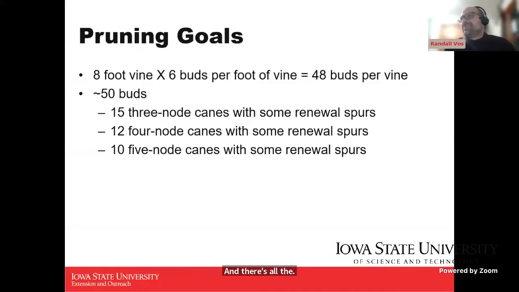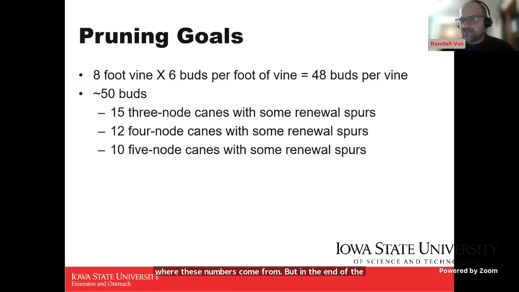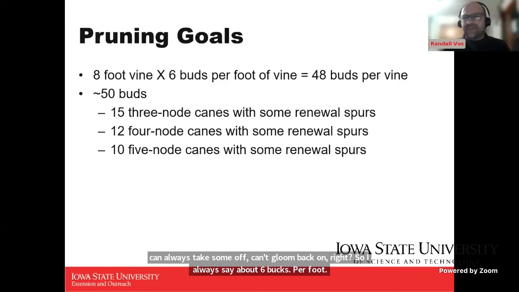So I'm going to throw out some numbers here, and you don't have to count every plant. I'm just trying to give you a background of where these numbers come from. But in the end of the year, in the growing season, we want about 4 to 6 buds per foot of plant. And I just always err on the high side, 6, because some are going to fall off. You can always take some off, can't glue them back on, right? So I always say about 6 buds per foot. So if my vines are 8 feet apart, that's about 50 buds per plant.